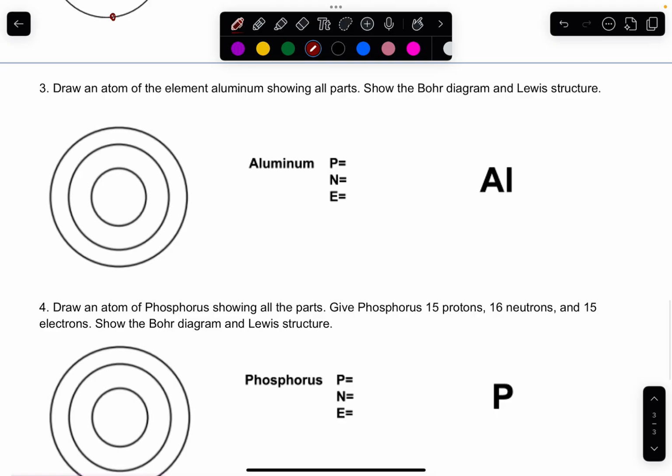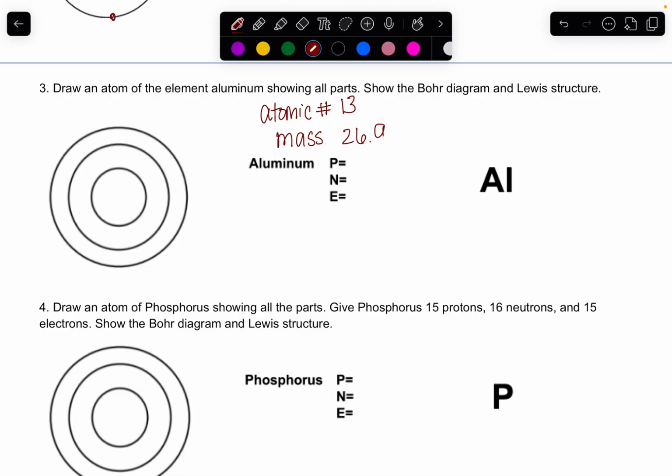Next page, I have aluminum. Aluminum has an atomic number of 13, and on our periodic table, a mass of 26.98, which will round to 27. My atomic number is 13. My protons and my electrons are 13. My neutrons, I take that rounded mass of 27 minus 13 protons, gives me 14 neutrons. I put my protons and my neutrons in the middle, and then I place my 13 electrons.